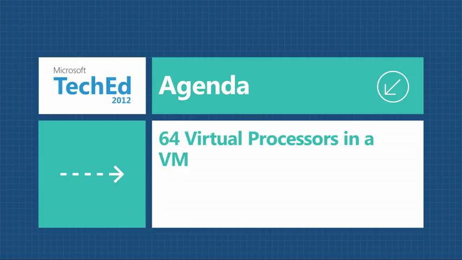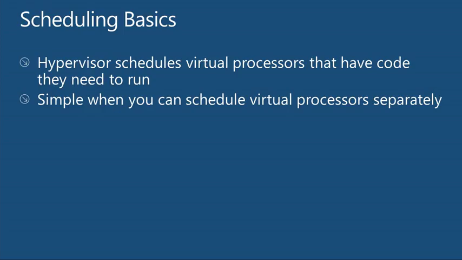Hopefully, being in a level 400 session, this is familiar to you, but we all understand that on a computer, with standard multitasking, not everything actually runs at the same time. We make it look like things are running at the same time by time slicing and moving things back and forth. And we do the same with a hypervisor. As soon as you start running more virtual processors than we have physical processors, we don't run them all at the same time, and we schedule them when they need to be run.